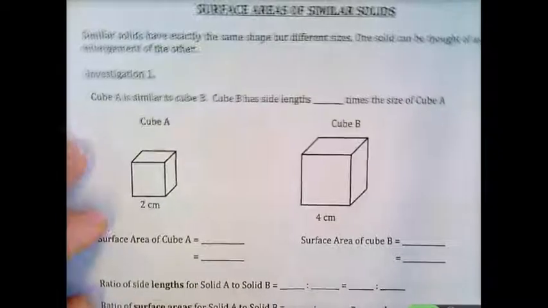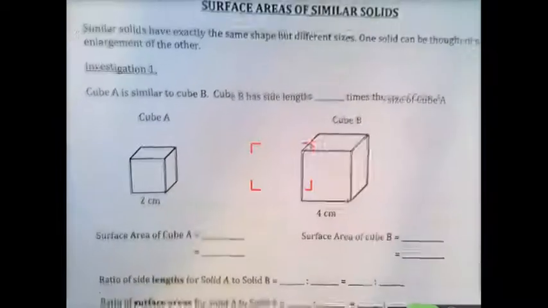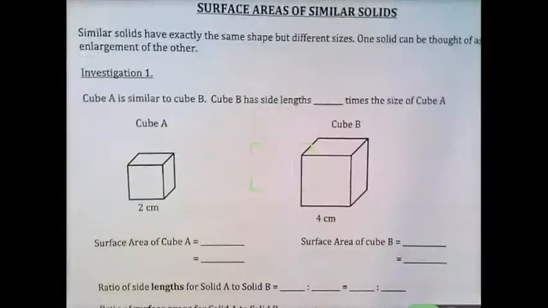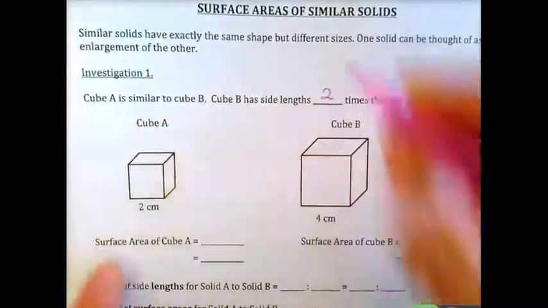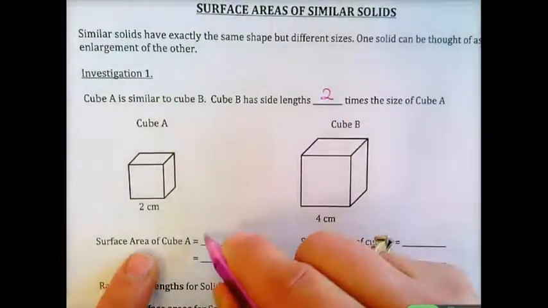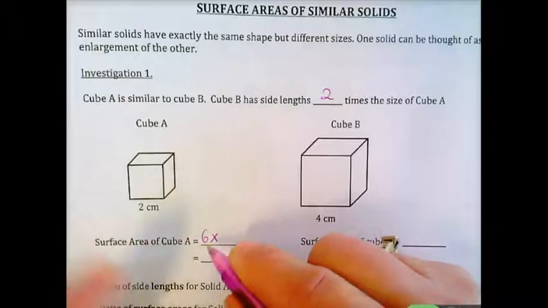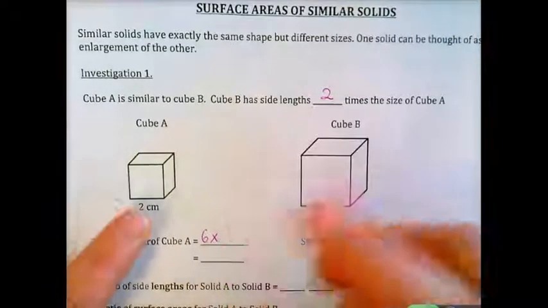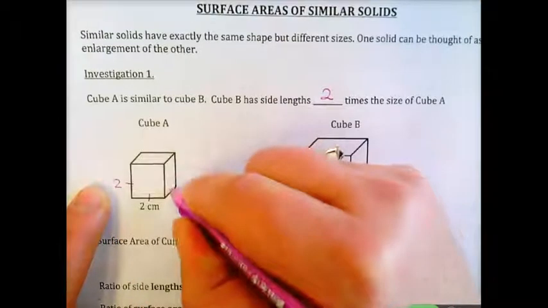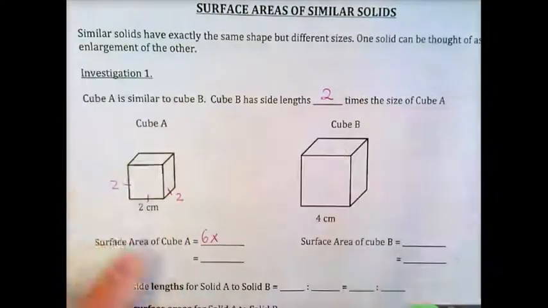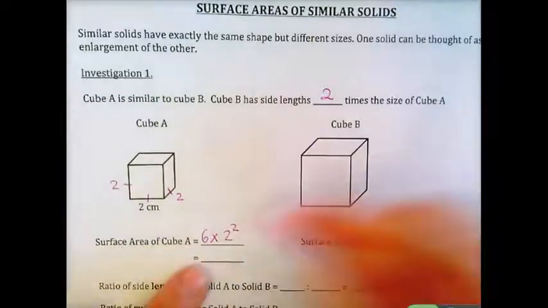So cube A is similar to cube B. Cube B has side lengths how many times bigger than cube A? So 2 times bigger. Now, how do we work out the surface area of a cube? It's six faces, which are the same. And what's the area of one face? It's four. So six times two squared.